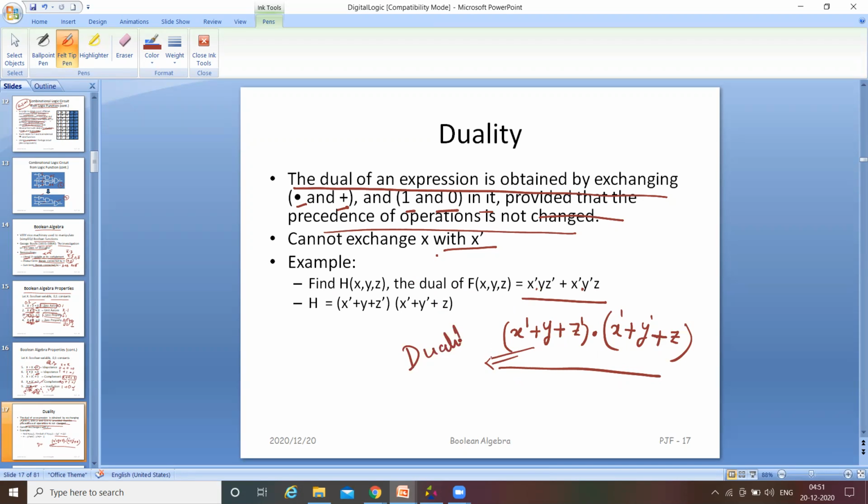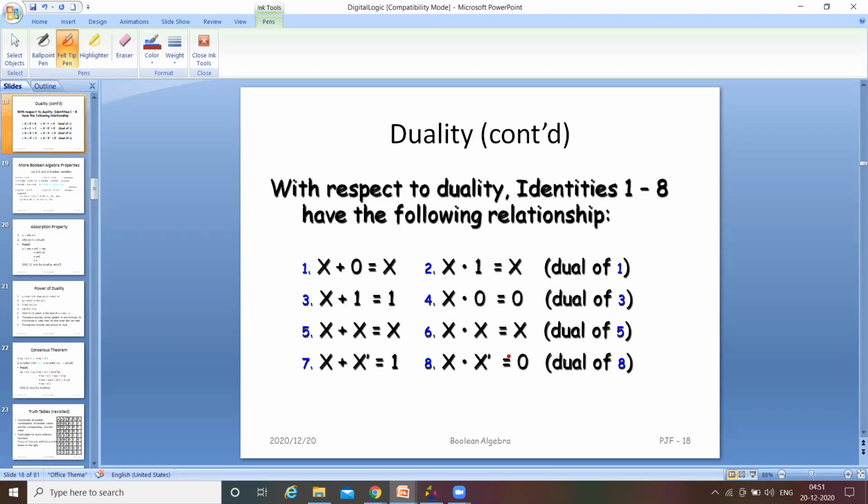the dual of f of x, y, z, of the logical expression. With respect to duality, identities 1 to 8.